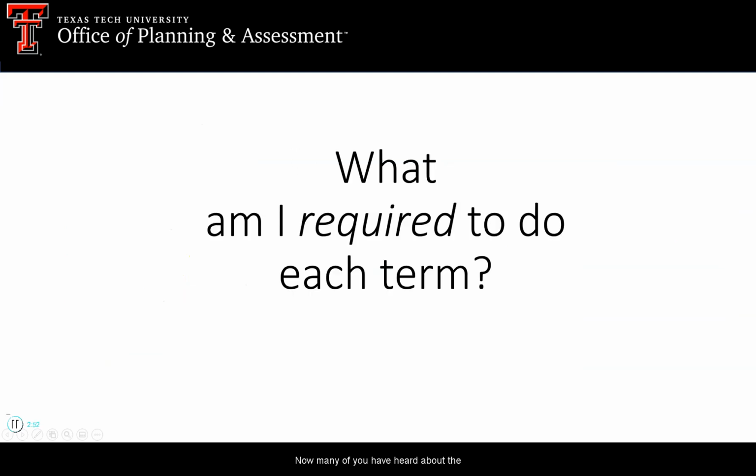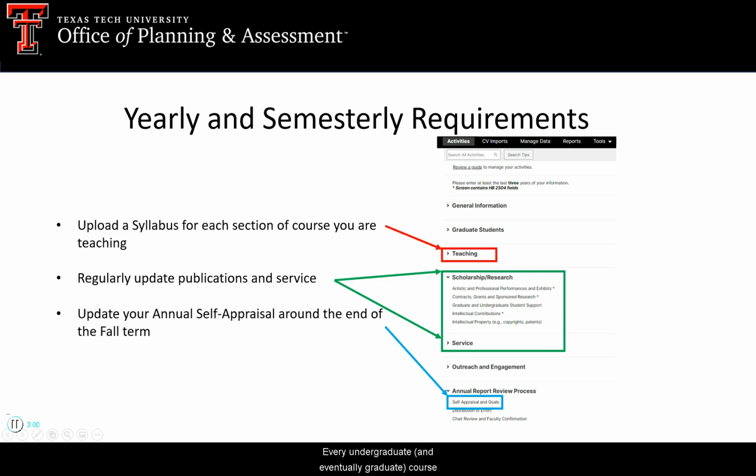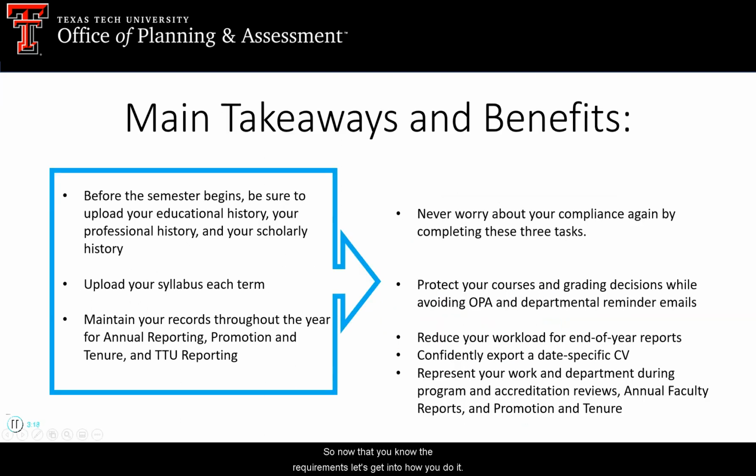Now, many of you may have heard about the other compliance function of HB 2504, which is the syllabus requirement. Every undergraduate and eventually graduate course does require a syllabus to be uploaded into the FS system. FS then publishes the syllabus on the public access website. The other requirement is that you must upload a syllabus for each section of your course as well. Some departments may also have additional requirements. So now that you know the requirements, let's get into how to do all this.